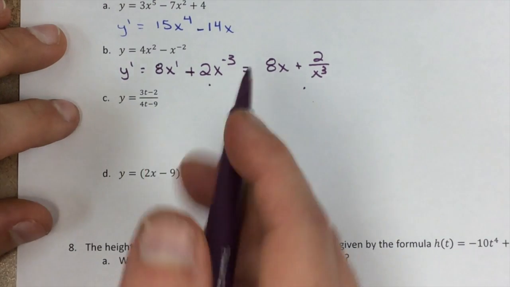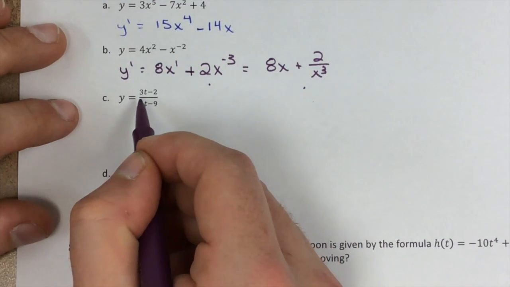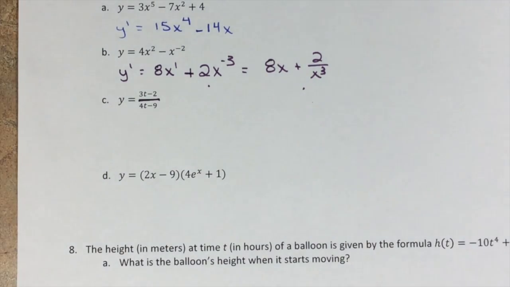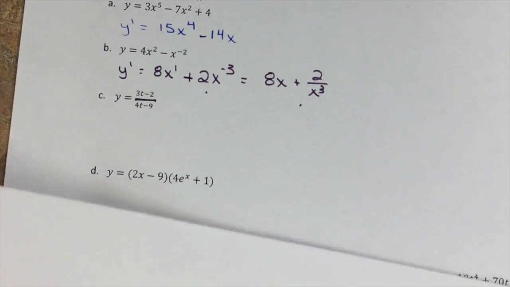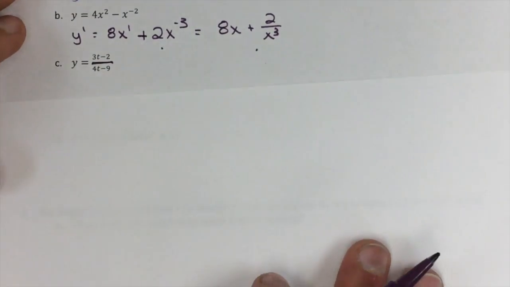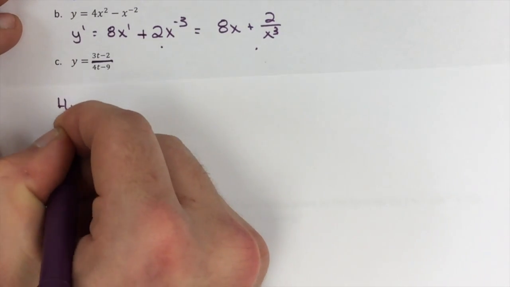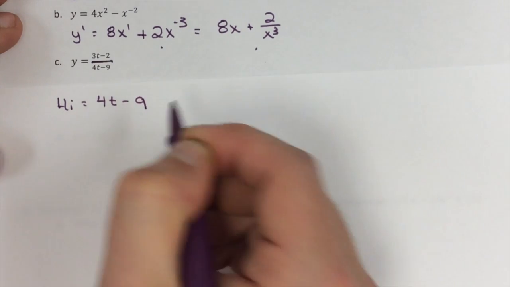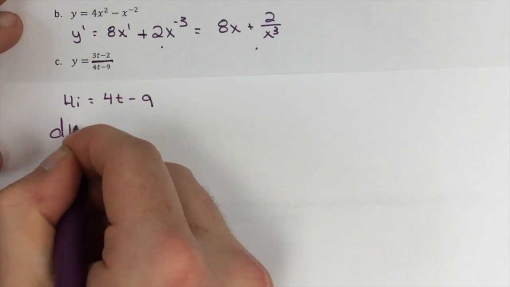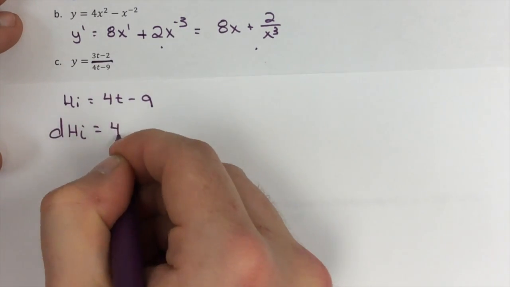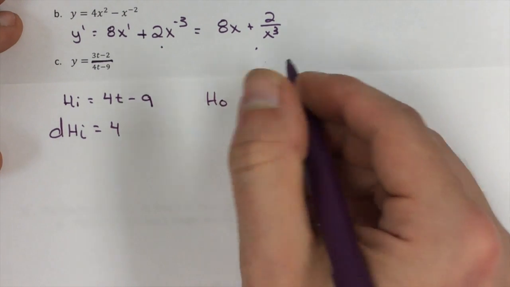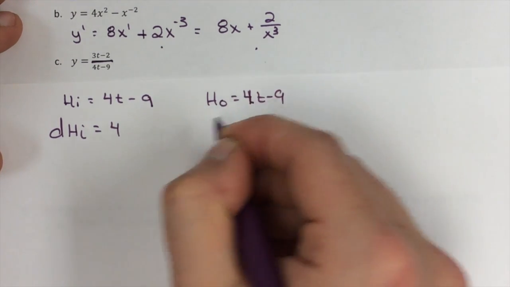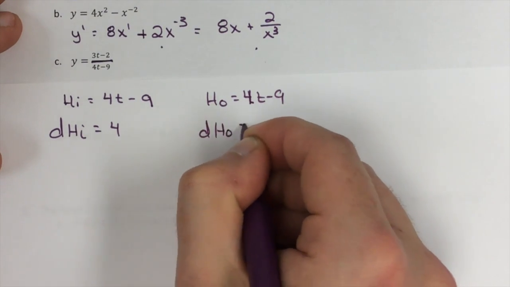Problem C, I automatically see that I have a division sign here, so I need to use the quotient rule. So let's just get out a little bit more room so we can write. What's my high function? It's 4t minus 9. What's the derivative of that high function? 4. What's my ho function? 4t minus 9. What's d ho? 4.